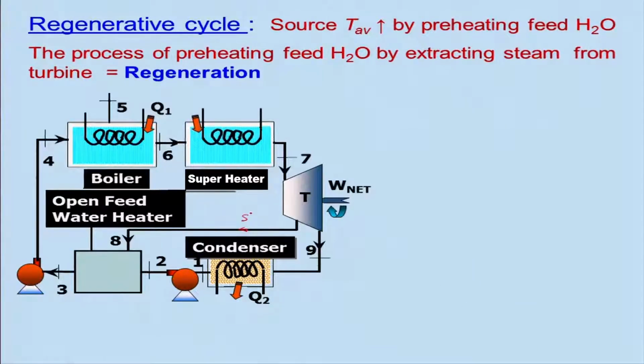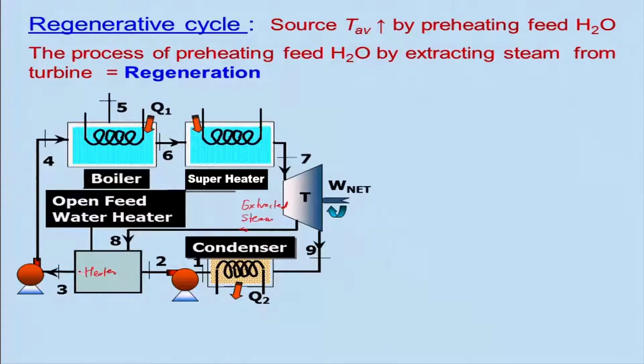So, the steam is being extracted. This is extracted steam from the turbine, and then it goes to an open feed water heater. This is the heater. The rest of the steam will be expanded in the turbine further, and then pass through the condenser where it rejects the heat. Then you have to pump it to the high pressure, and then it is mixed together. That is why we call it an open feed water heater.